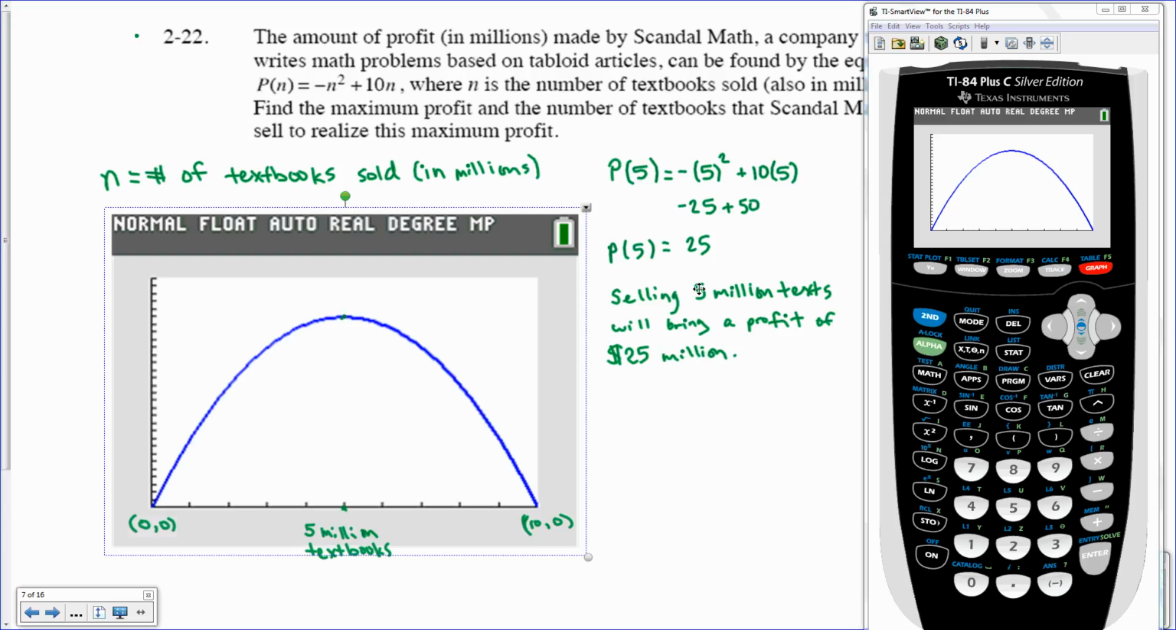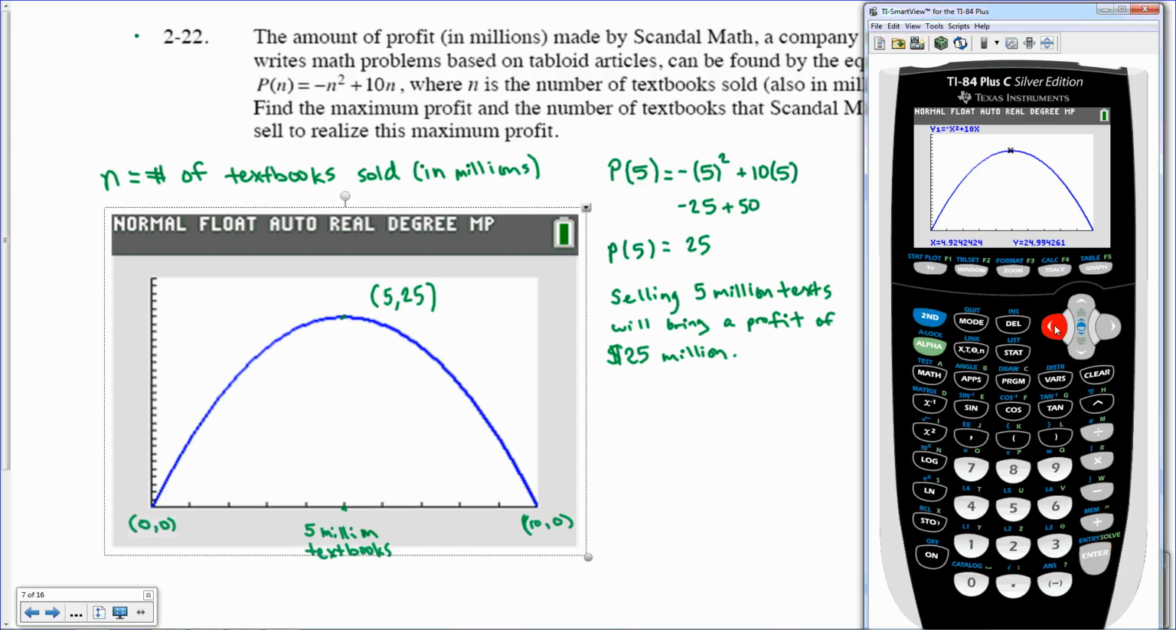So now we got that. That means this point up here should be the point (5, 25), since both are in millions. On your calculator, there are a couple of things you can do. If you press trace, and we've already recognized we're at (5, 25) there, you can always input any input that you want. So if I press trace and press 5, it allows me to input 5 as my x value, and press enter, and it tells me the output is 25.